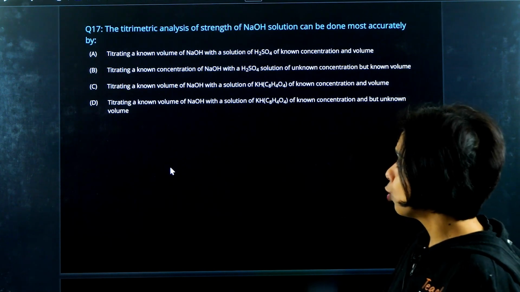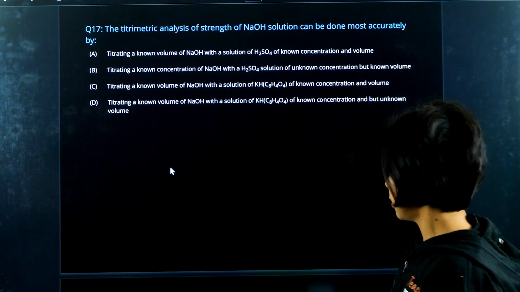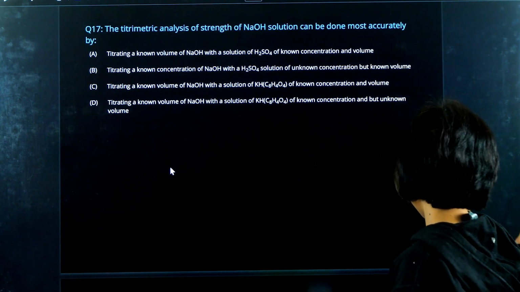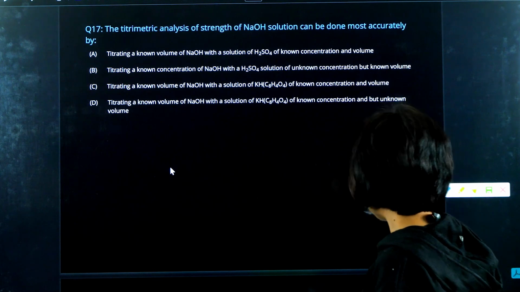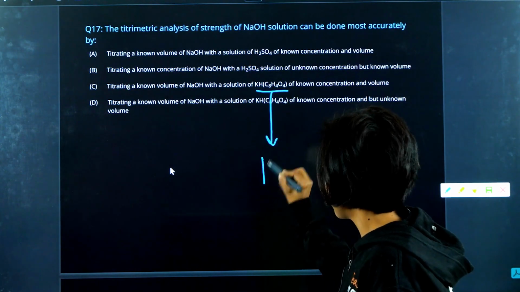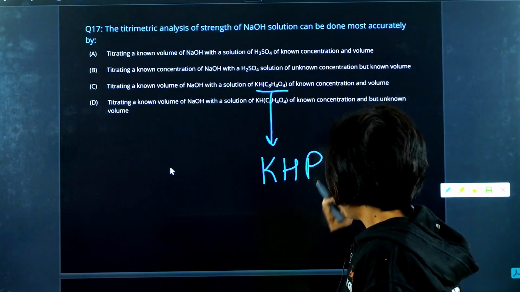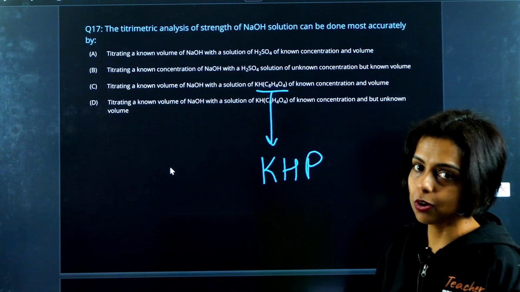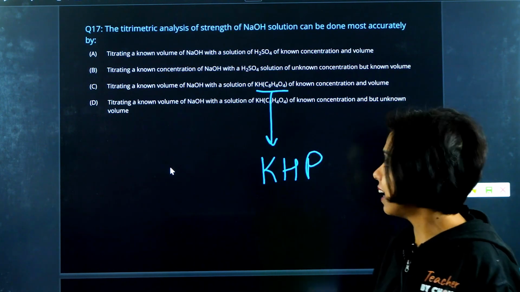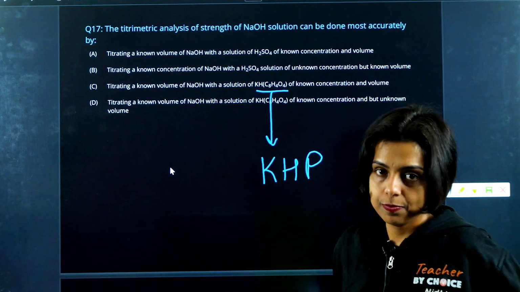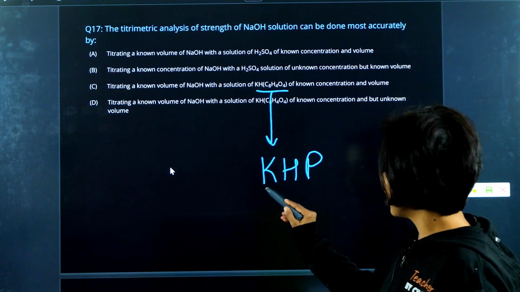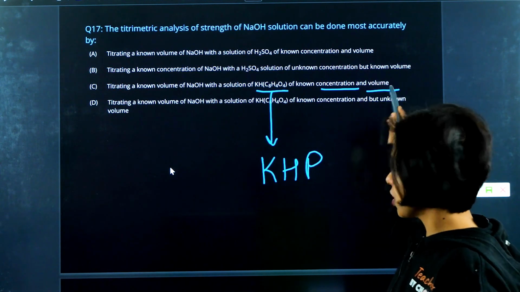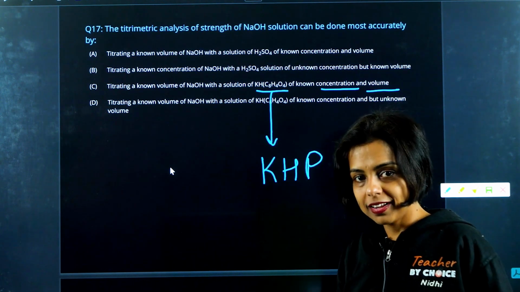Okay, titrating a known volume of NaOH with a solution of KHP. So what is this KHP? This is KHP, which is used as a primary standard for acid-base titration. Potassium hydrogen phthalate, formed from phthalic acid, KHP we call it, right? So potassium hydrogen phthalate is used as a primary standard in acid-base titration. So of course we can use this with a known concentration and known volume. That is what we do, right?